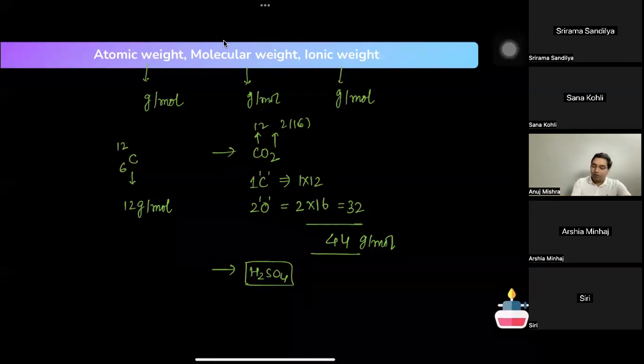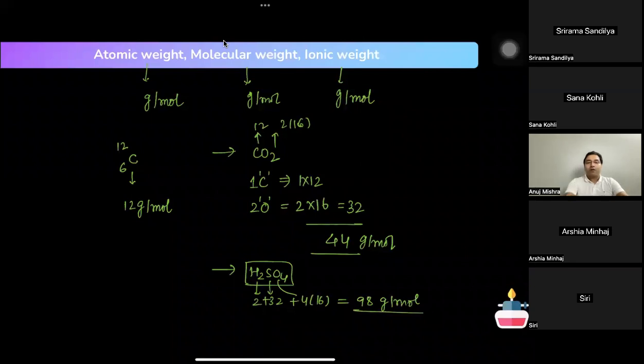Why? Because this is 2, this is 32, and this is 4 into 16. If you add 64, 32, 2, that is 98 grams per mole. So you know how to calculate molecular weight now? It should not be a problem to anyone. We can calculate molecular weight.